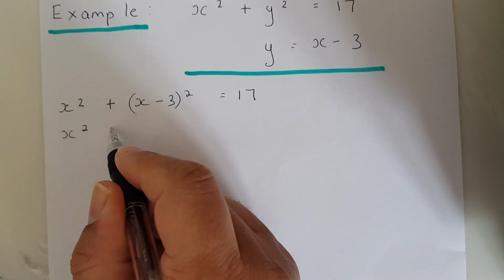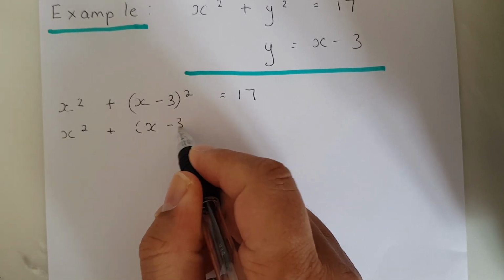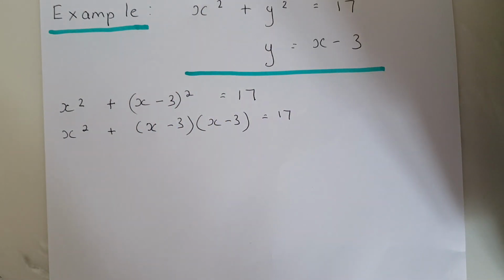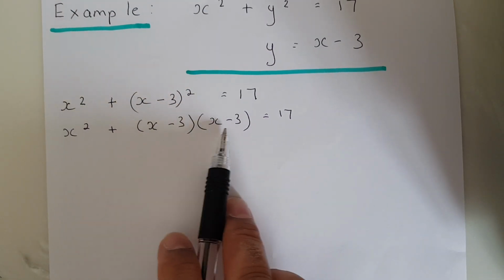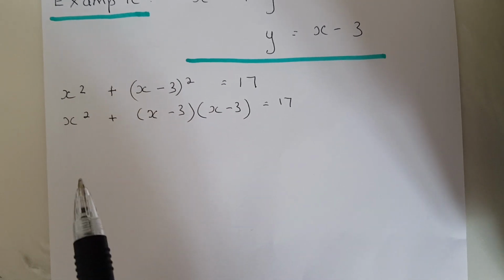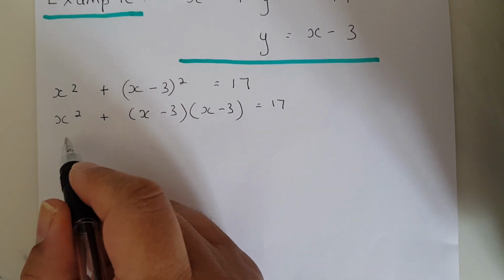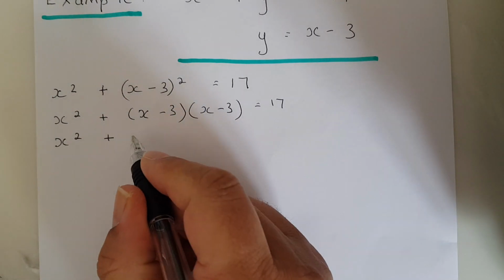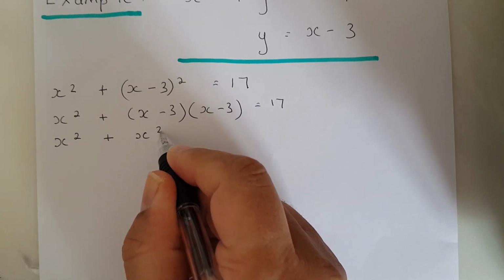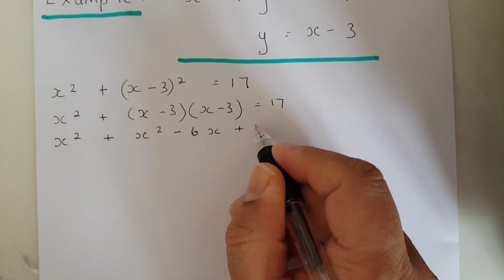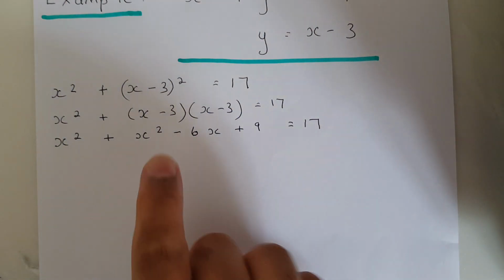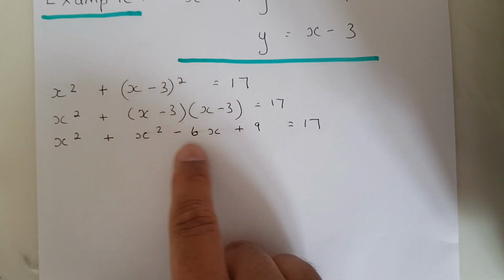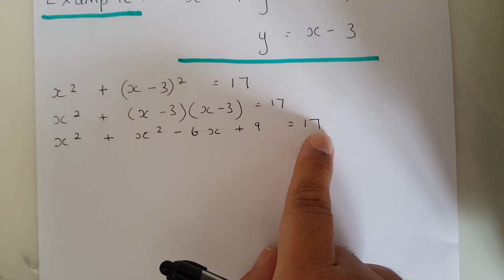Next we're going to expand that. So we have x squared plus x minus 3 times x minus 3 equals 17. Why? Because x minus 3 squared means you times them together. Okay? Let's move along. Now we have to expand and simplify, which, if you work it out, gives x squared minus 6x plus 9 equals 17. That's if you open these brackets up. So when you open this up, you get x squared minus 6x plus 9. The equals 17 is already there.